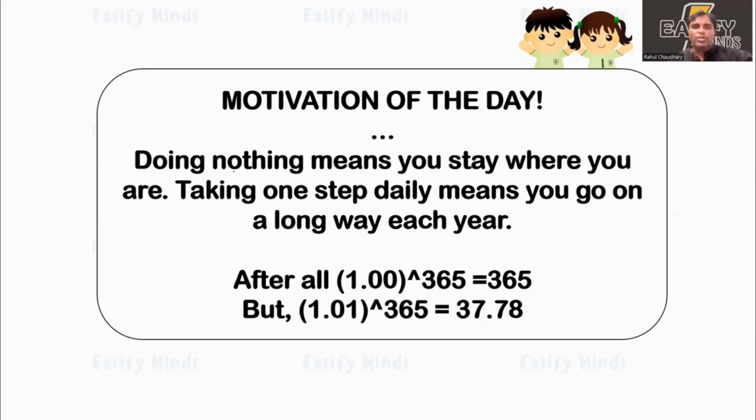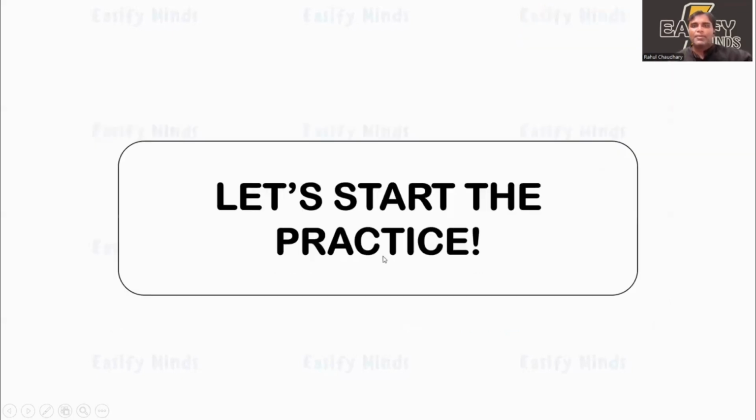So here is the quote: doing nothing means you stay where you are. Taking one step daily means you go a long way each year. Means 1 to the power 365. The answer is 1, not 365. And 1.01 to the power 365 will become 37.78. So just a fraction of addition and wonders will happen. So let's start practicing the things.